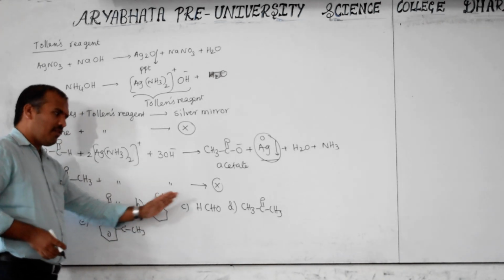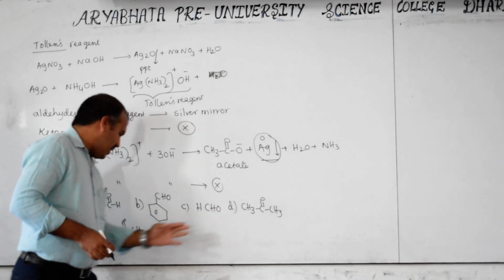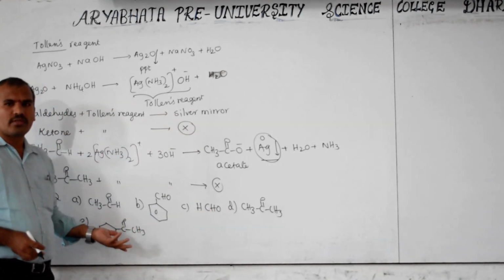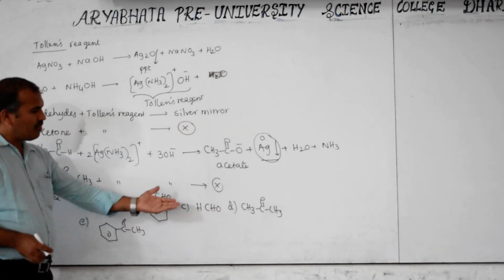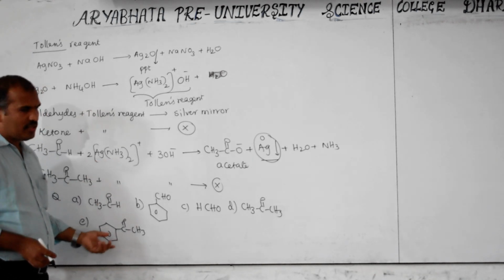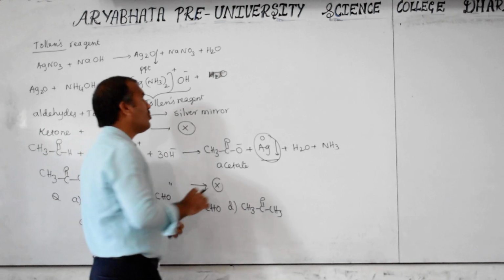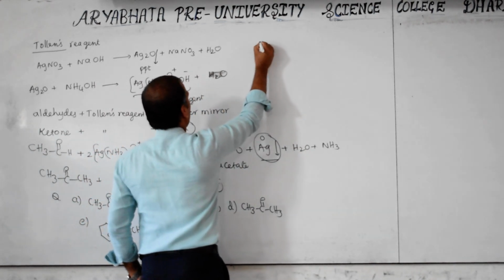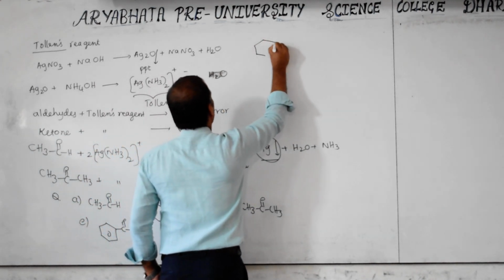It means A, B, C will give the positive test. D and E do not give the positive test because these are ketones. A mild oxidizing agent does not oxidize these ketones. Next, one more example here. This is homework for you.